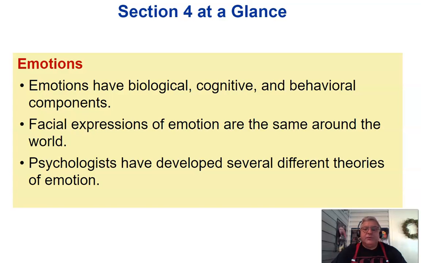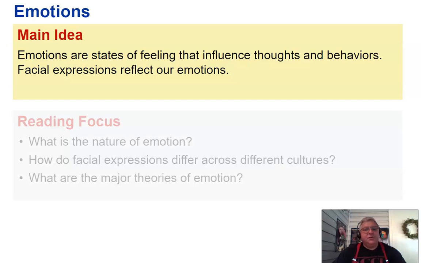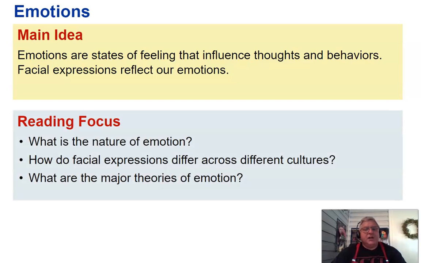Psychologists have developed several different theories of emotion. Main idea: emotions are states of feelings that influence thoughts and behaviors. Facial expressions reflect our emotions. So at the end of this section, you should be able to answer: what is the nature of emotion, and how do facial expressions differ across cultures? What are the major theories of emotion?